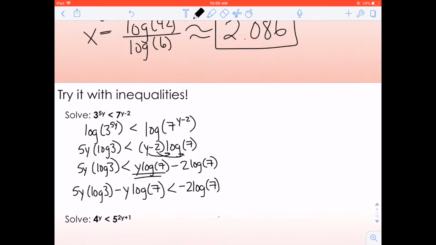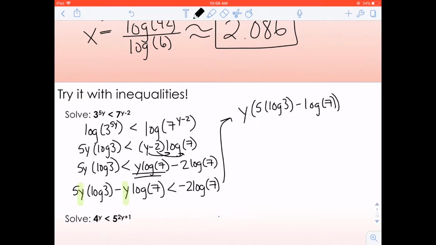Okay. So see if you can follow along with these steps here. We're just using our properties and we're trying to get y on the same side. Now this is going to be convenient for me because I can factor out these y's. So if I factor the y's out of both sides, I'll be left with 5 times log of 3 minus log of 7 is less than negative 2 log of 7.